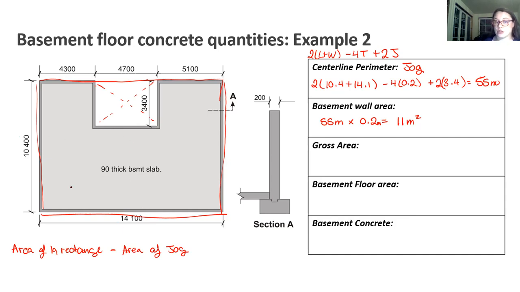We can find the area of the large rectangle easy because we have the length and the width. So the large rectangle would be 10.4 times 14.1. And that gives us, if we put that in, 10.4 times 14.1 leaves us with 146 points.